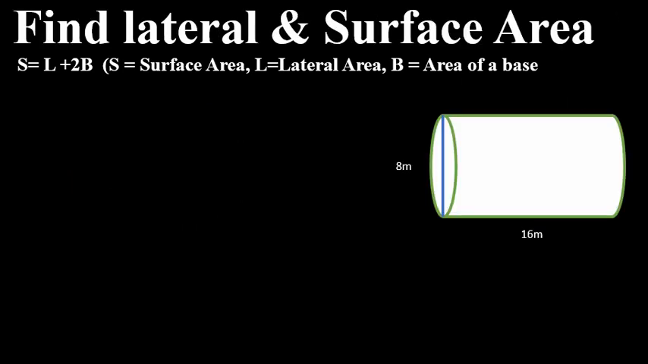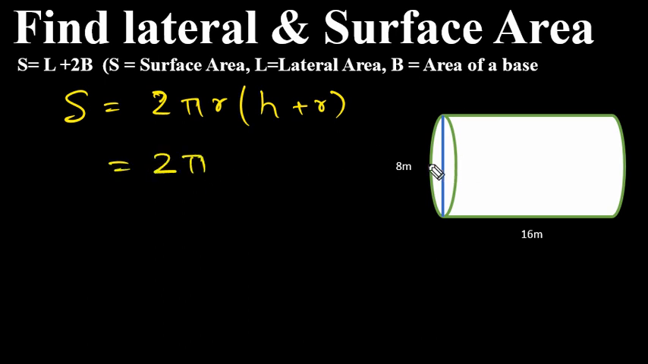And the next question is again a cylindrical prism, and now we find the lateral and surface area. So what was the formula I told you? S is equal to 2 pi r times h plus r, right? Now in this one, the diameter is 8, so the radius is 4 for this base, which is a circle. Always check if it is a circle or any other shape, okay? This formula only applies for a cylindrical shape.